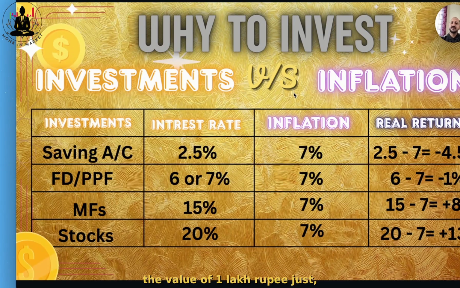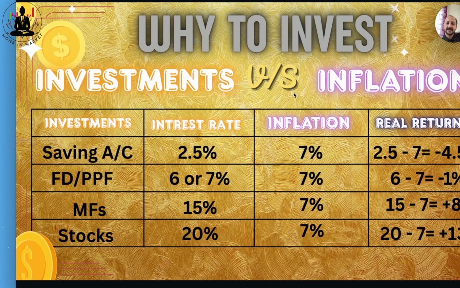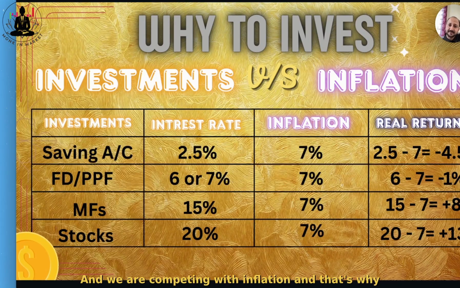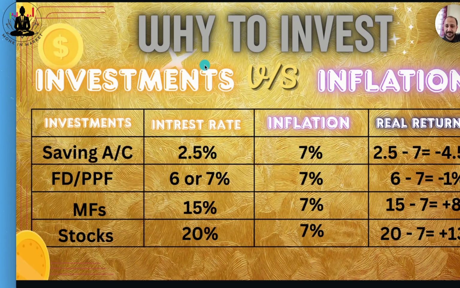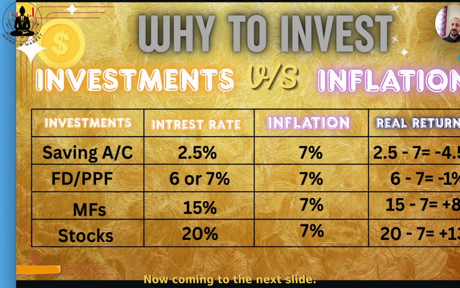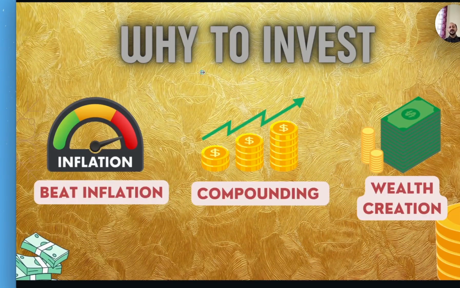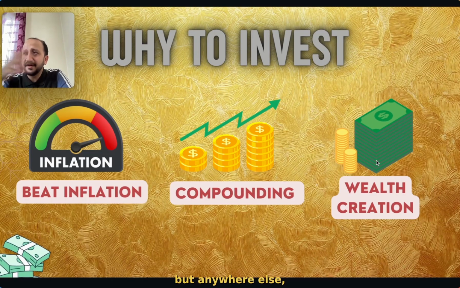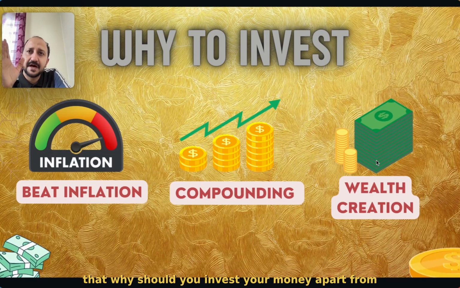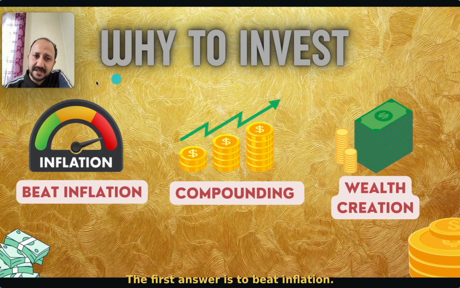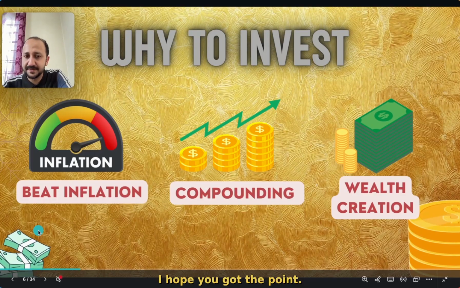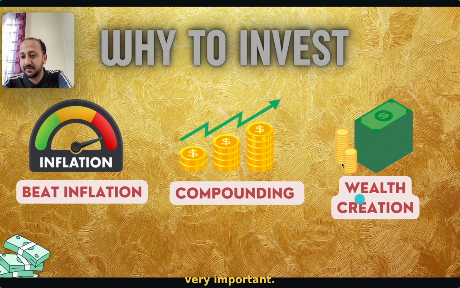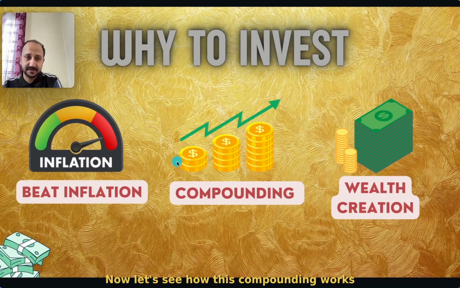After 10, 50 years, the value of 1 lakh rupees would be just like that, right? The thing is that the purchasing power of money plays a very important role over here, and we are competing with inflation, and that's why we should invest, right? I hope you got the answer, guys. Now coming to the next slide. If somebody asks you this question, not only about mutual funds but anywhere else, why should you invest your money apart from a bank savings account, the first answer is to beat inflation. I hope you got the point. The next answer would be compounding, guys. It's again very, very important. Now let's see how this compounding works practically in a calculator.